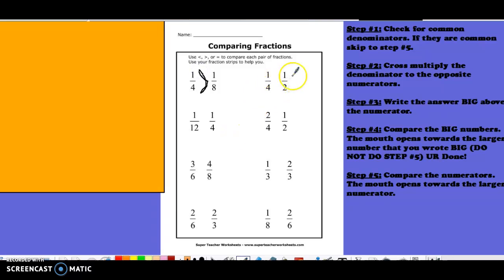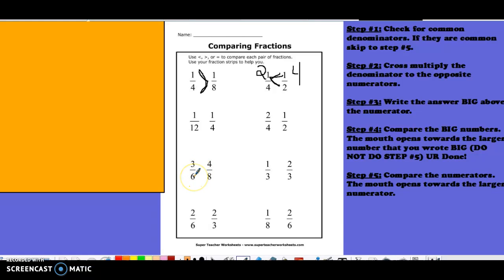Do the same thing here. Now I'm going to stop drawing the arrows, which is exactly how your work should look. Plug 4 times 1 into a calculator if you need to. Write that number large over here. 2 times 1 is 2. Write that number large over here, which tells you 4 is greater than 2, which means 1/2 is greater than 1/4. Let's do one more together.